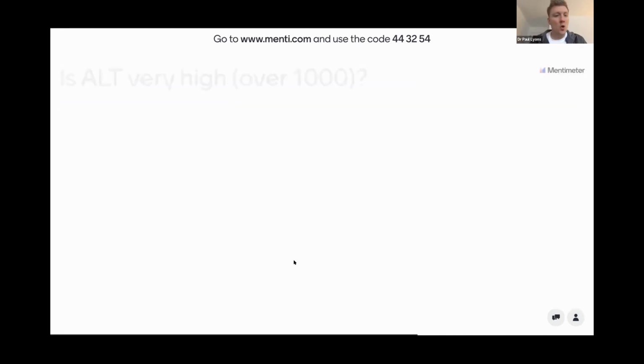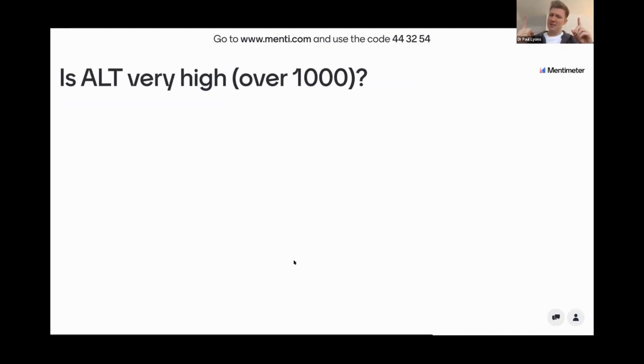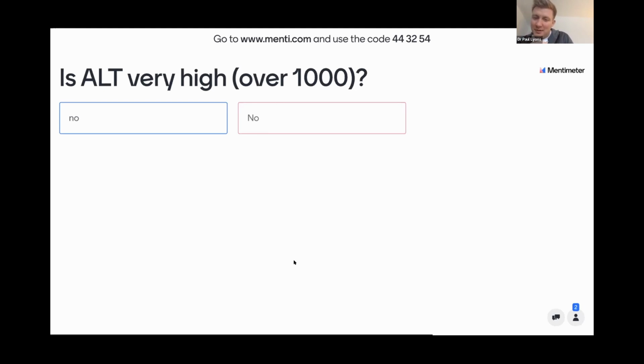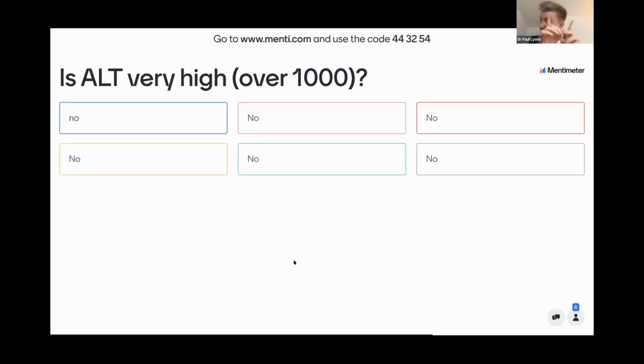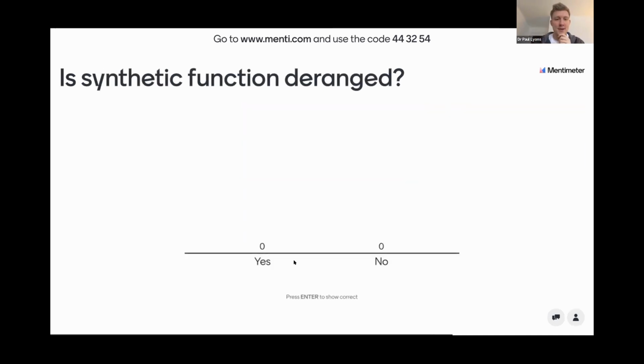Okay. Is the ALT very high? Over 1,000? Yes or no? That's all I need. No. I maybe could have made this a yes or no multiple choice question to prevent you all having to type out the same thing. For next time. No, it's not. It's a wee bit high, isn't it? It's like I did here. I was much smarter with this one. Well done me. Is synthetic function deranged?